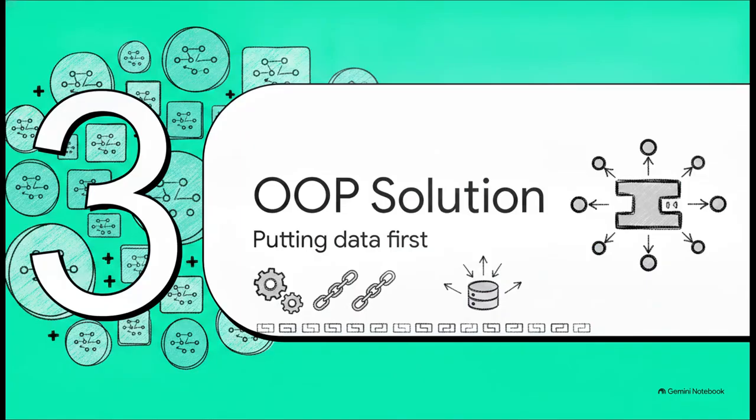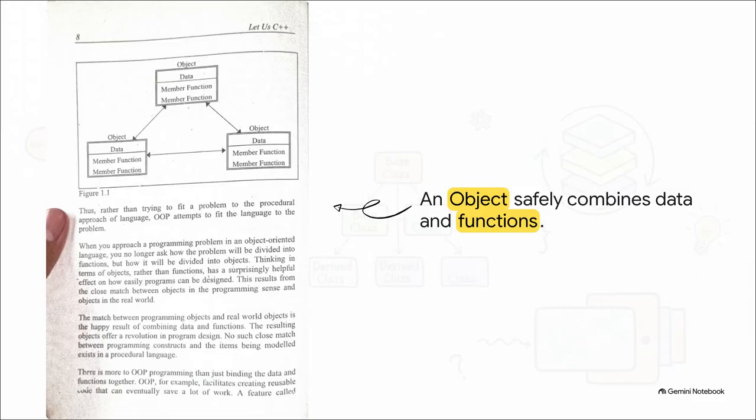Which brings us to Section 3, the object-oriented solution and putting data first. The fundamental shift in OOP is safely combining data and its operating functions into a single secure unit, an object. You absolutely cannot access the data directly from the outside. You have to go through the member functions. This brings us to a massive keyword, encapsulation. It keeps your data completely safe from accidental alteration and makes debugging so much simpler. It's like putting your data inside a bank vault.